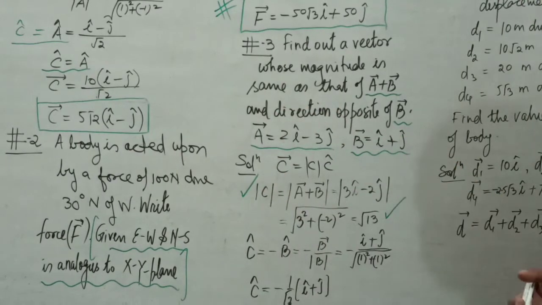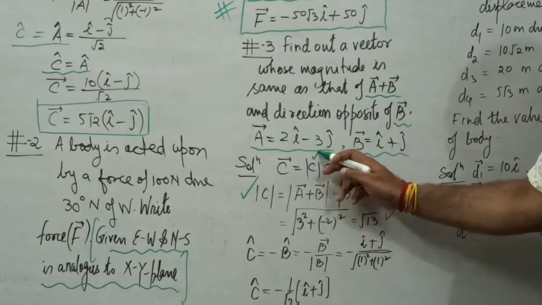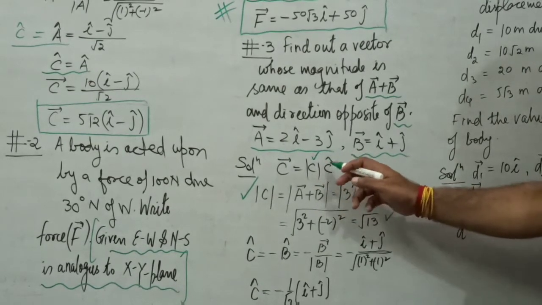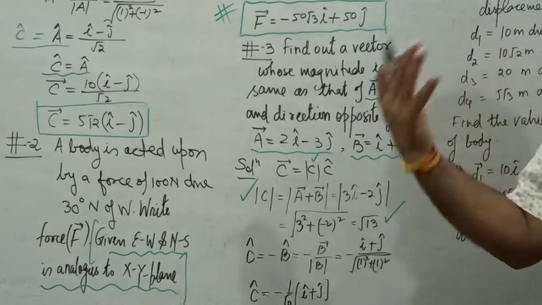This is given in the question. Now what is the direction of C? We have found out the magnitude. What is the direction of C? The direction of C is opposite of B. So let us first of all find out the direction of B.